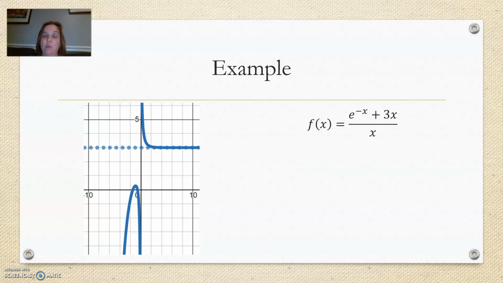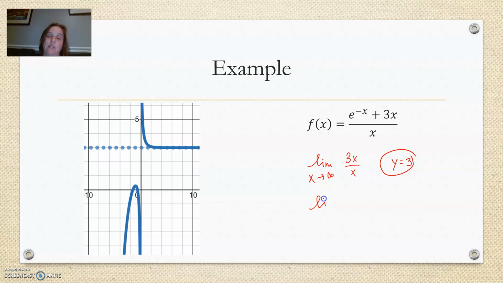This is another example with exponentials, and you can see that as I go out towards positive infinity, e to the negative x is going to have basically no impact, so this function, as I do the limit as x goes to positive infinity, becomes y equals 3, would be that asymptote.